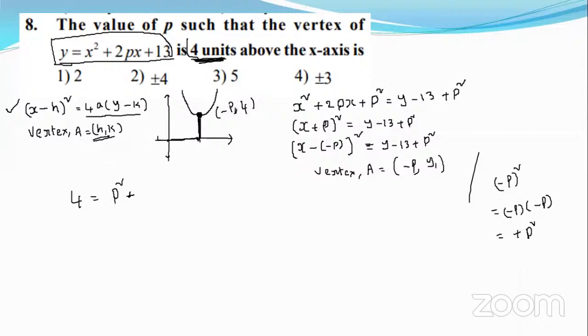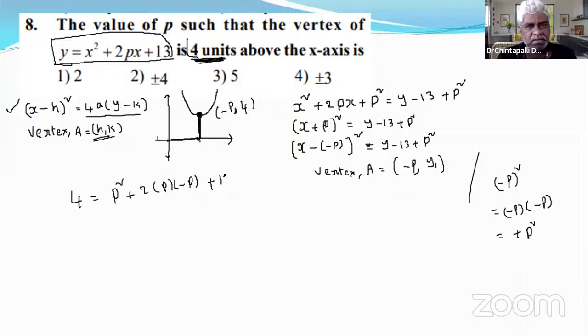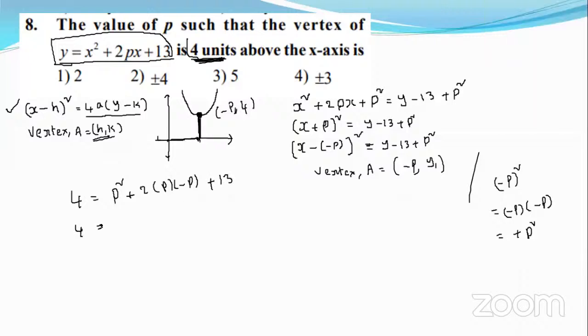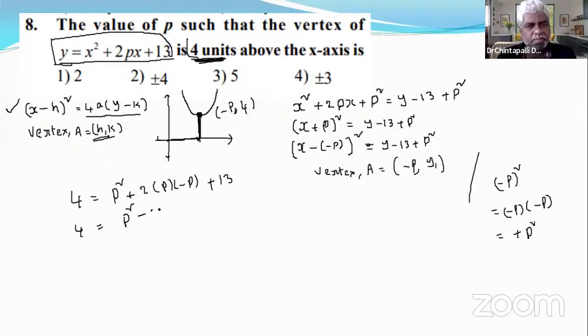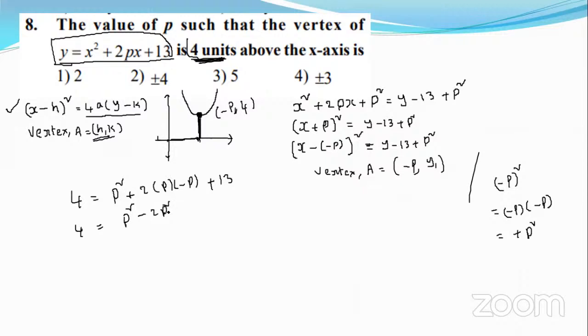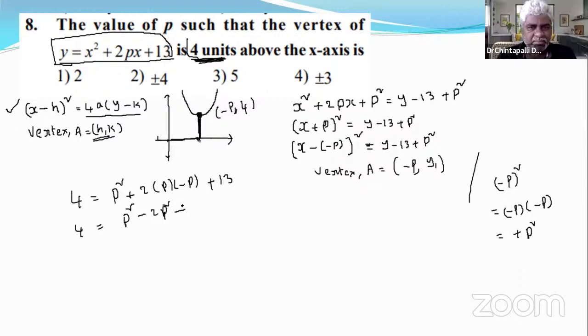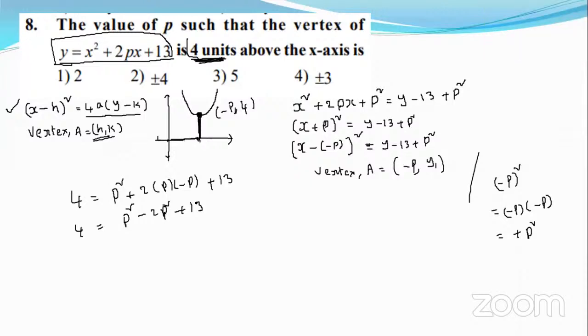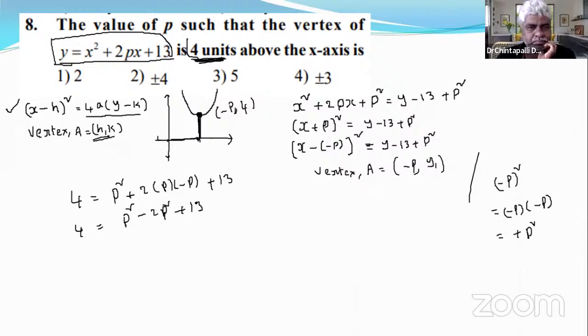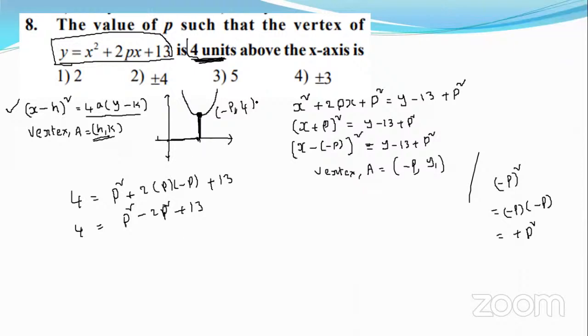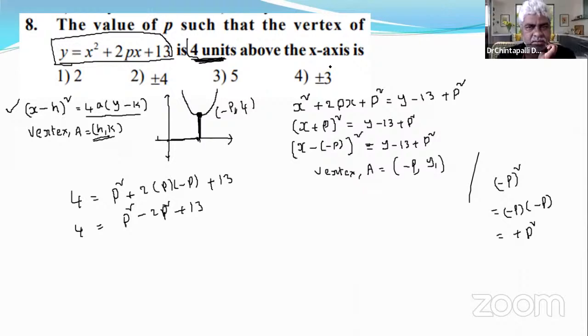Next, 2px, that is 2 times negative p times p, plus 13. So 4 equals p square minus 2p square plus 13. You wrote p square, I wrote it as negative p square. Do it now. So 4 equals p square minus 2p square plus 13. Negative 9 equals negative p square. So yes, sir, p square is 9. P equals plus or minus 3.